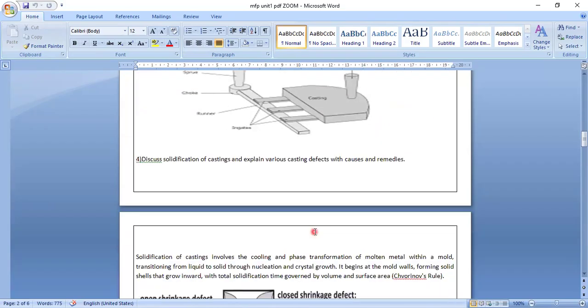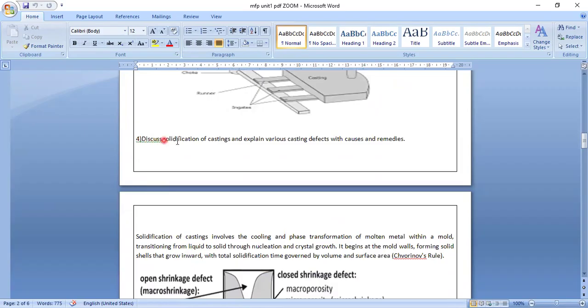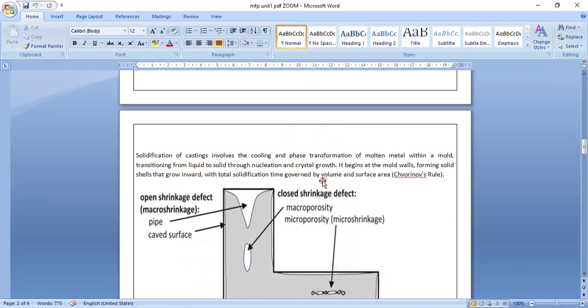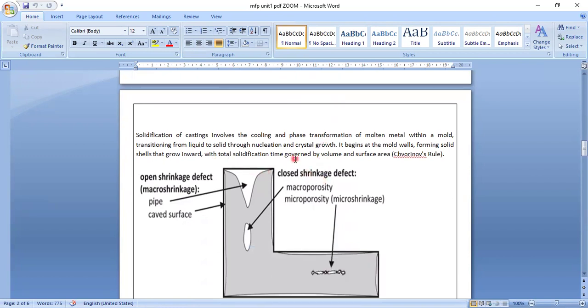So if I'm not wrong, my fourth question: discuss solidification of castings. How does a casting get solidified? Solidification means becoming solid from liquid. Explain various casting defects, their causes and remedies. If a cause is there, we have to take some action. Remedy should be there. Here you can see solidification of casting.